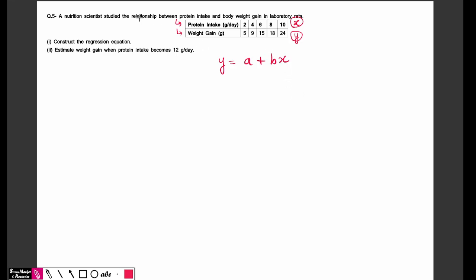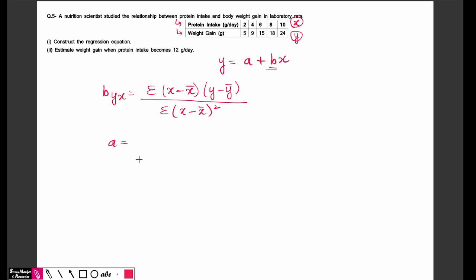Now for this you have to first of all calculate b. B for yx, I won't be solving it, I'll just be telling you the formula. It will be the summation of x minus x bar multiplied by y minus y bar, upon the summation of x minus x bar squared. So once you calculate this, you will find the value for b.